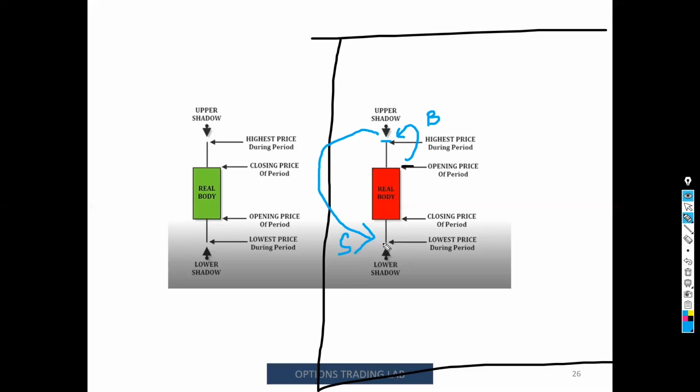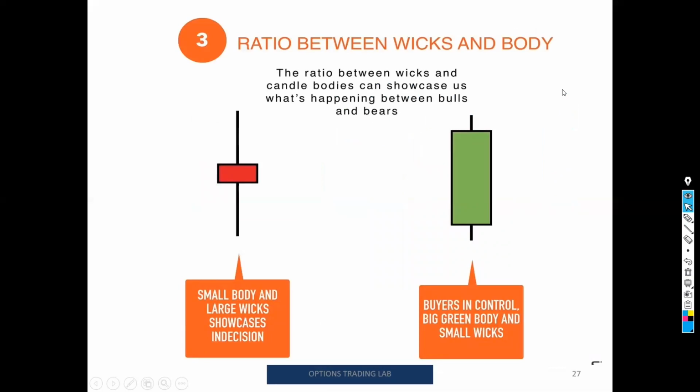And after some time, the buying pressure increased and buyers were able to push the price a little bit higher and they closed the price here. And for a bearish candlestick, opening is at the top and the closing is at the bottom. That means it is showing a decrease in price.